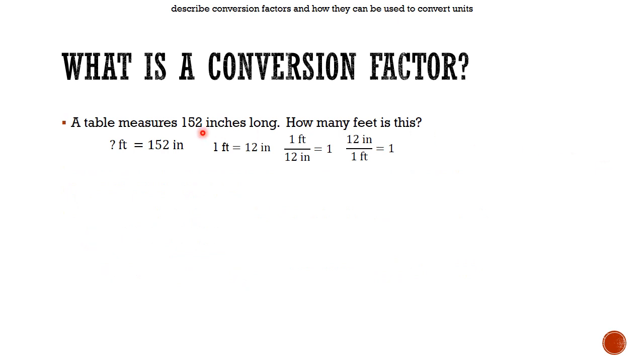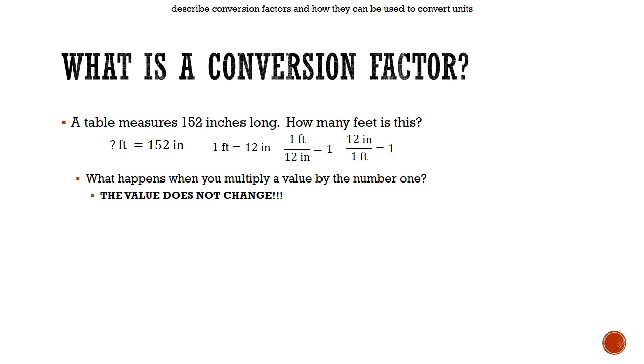So summarizing our problem so far, we're looking for how many feet are equal to 152 inches, and we've identified this equality, 1 foot equal to 12 inches, is important, and these are the conversion factors we can get from that equality. So the question I have for you now is, what happens when you multiply any value by the number 1? Just pick any number you want, multiply it by the number 1, what are you going to get? Well, of course, you're not going to change the value. You're going to get whatever you started with. Multiplying by the number 1 never changes the value of the quantity.